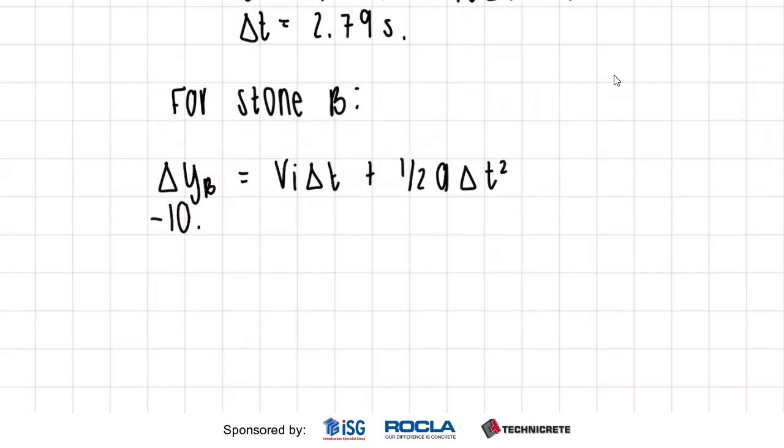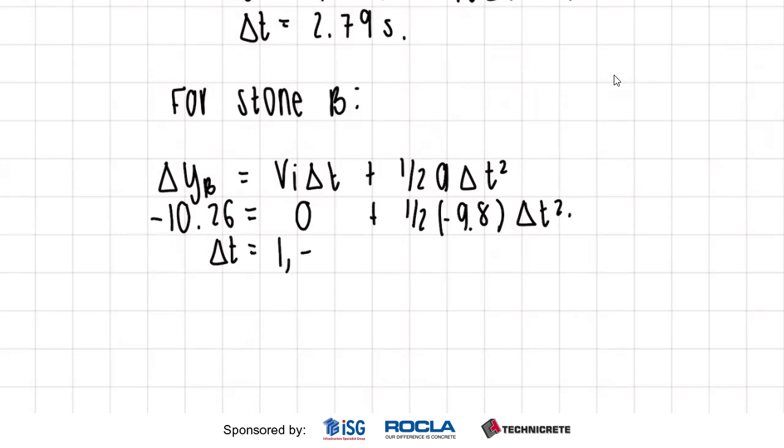Okay, again, we are going down, so the change in height is negative because we're going downwards. Stone B was dropped, so that means the initial velocity of stone B was 0, and 0 times anything is 0. If anything is dropped, the initial velocity is 0. Again, only gravity is acting on it and gravity acts downwards. Again, going to have to do some nice math, and we get the change in time is 1.45 seconds.